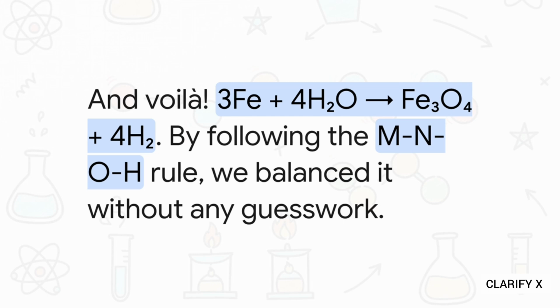We've got 4 oxygens on the right. So to get 4 on the left, we need to put a 4 in front of the H2O. Now our oxygen is balanced. Okay, last step. Step 4, hydrogen. By putting that 4 in front of H2O, we now have 4 times 2. That's 8 hydrogens on the left. So we need 8 on the right, too. We just put a 4 in front of the H2 because 4 times 2 is 8. And look at that. It's perfectly balanced. 3 iron, 8 hydrogen, and 4 oxygen on both sides. No guessing, just following the rules.